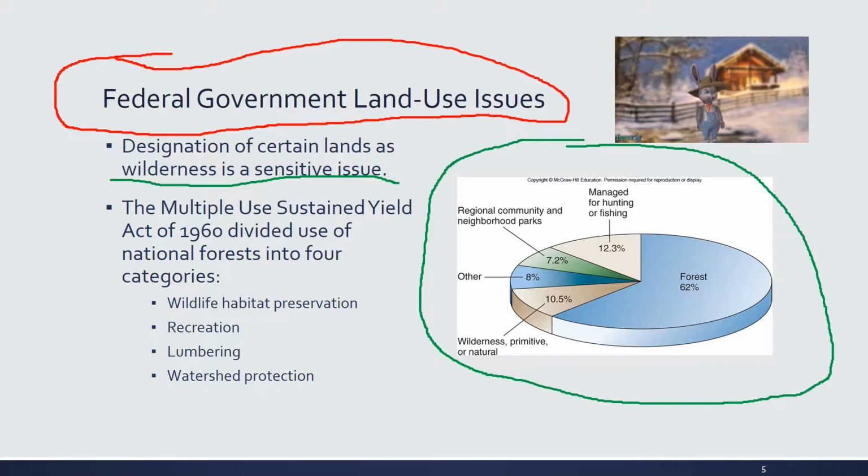Is it for cattle? Is it for agriculture? Does it belong to the government? Does it belong to the people? But we developed in the 1960s in this country what's called the Multiple Use Sustained Yield Act. And this was in response to various needs on certain parcels of land and competing needs in particular.